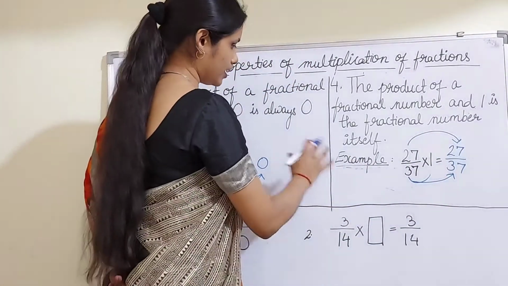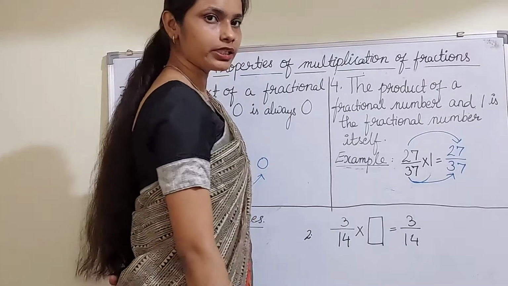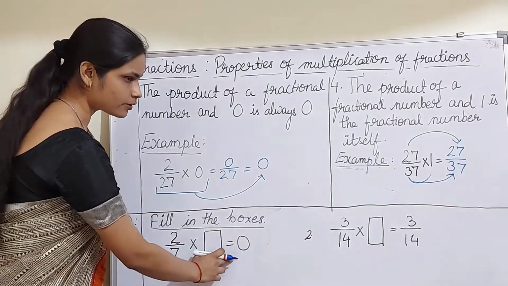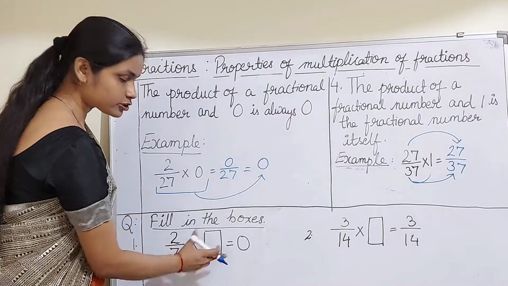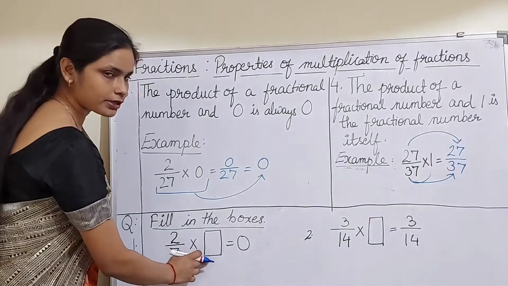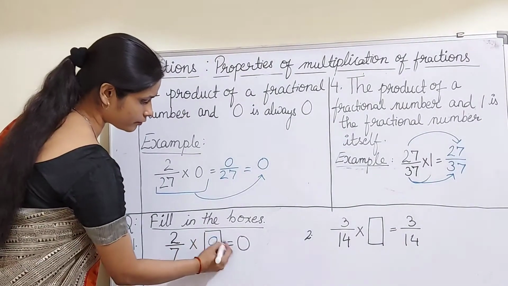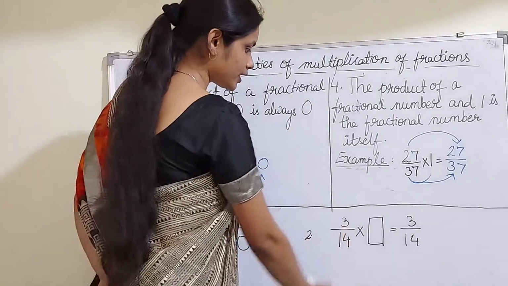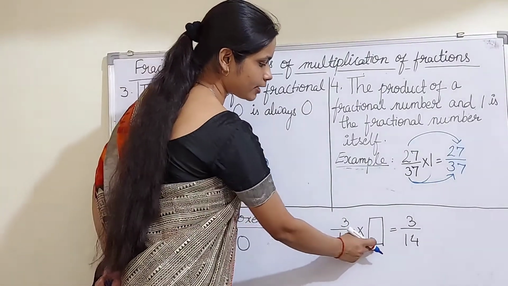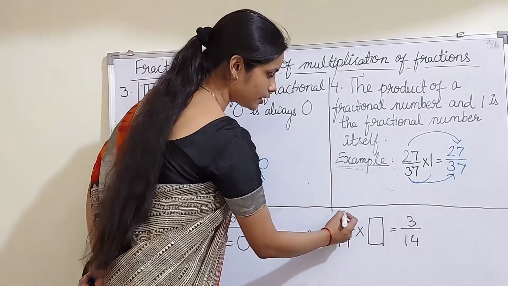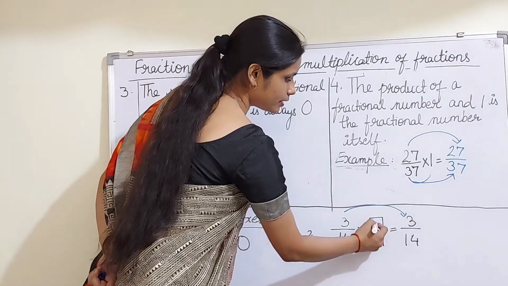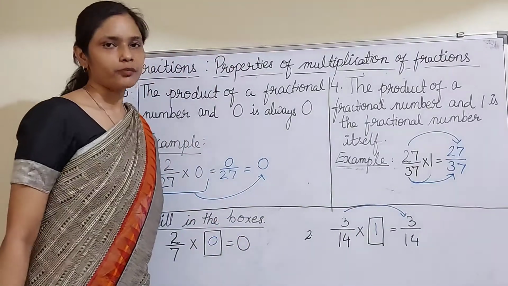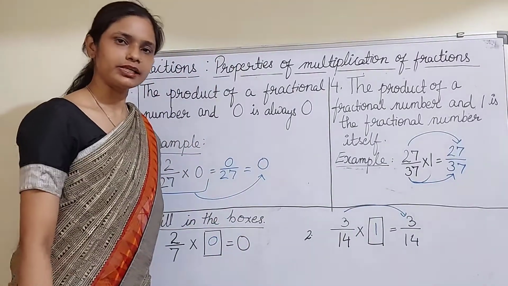Okay. So now let us do some questions based on these properties. Now see, 2 by 7 multiplied by what number will give us 0? It will be 0. Any number multiplied by 0 will give us 0. Okay, so this is the direct answer. Now see the next one. 3 by 14 multiplied by what number will give us the same number? It will be same when it will be multiplied by 1. So like this you can solve the questions based on the properties of multiplication.